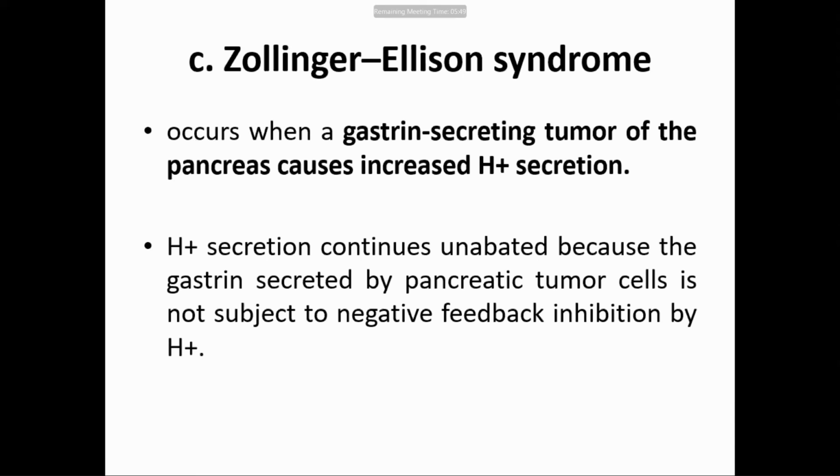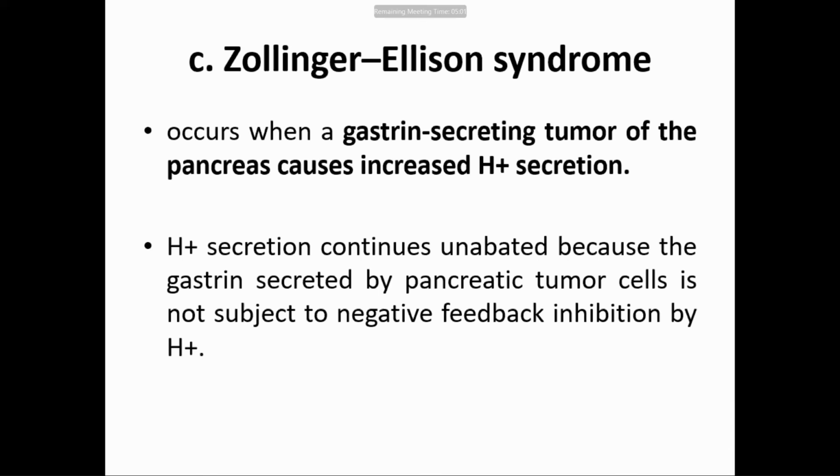Then there is the Zollinger-Ellison syndrome. When there is a tumor of the gastrin secreting G cells, then Zollinger-Ellison syndrome is there. When there is a tumor, the G cells will be secreting a greater amount of gastrin.